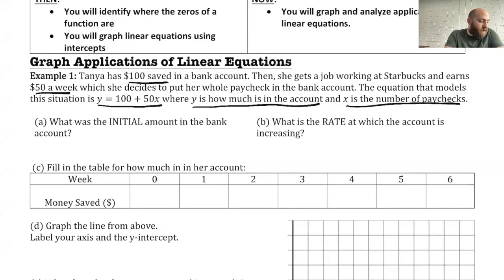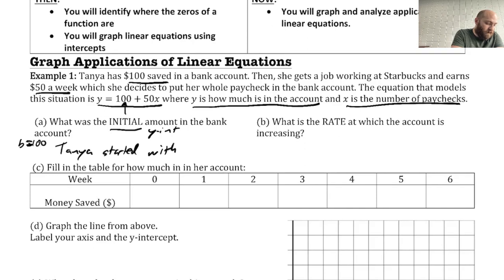Okay. So what was the initial amount in the bank account? Another way of describing our initial amount would be calling it the y-intercept. If I look at that equation, remember, it's not in the same order as y equals mx plus b, but this is my b value. Since b is equal to 100 in this scenario, that's my initial amount. Now for context, that means that Tanya started with $100.